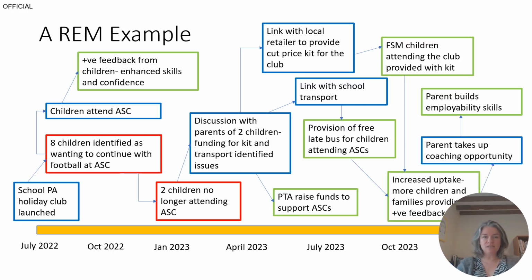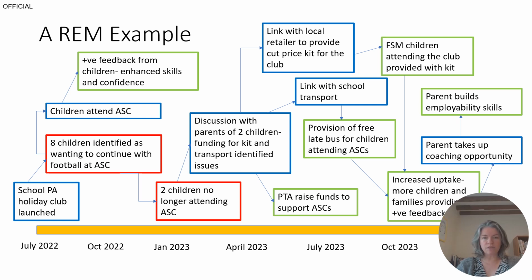Here's a very neat and tidy ripple effects mapping example, just to illustrate what I mean. The example I've given here is of a school physical activity club, which is launched in the summer of July 2020. And you'll see the colours I've used here, and I've developed this colour coding deliberately to help you with then making sense of the data that you collect when you've done your ripple effects mapping.